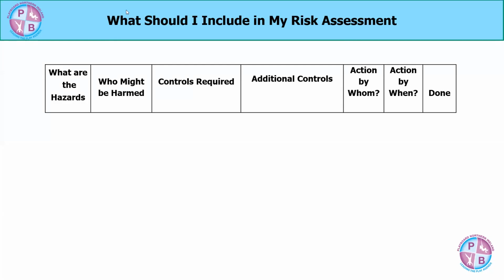Okay, so what should I include in my risk assessment? What I've done here is to show you some of the headings that you might want to consider in actually assessing the risk. So what are the hazards? A hazard is anything that can cause harm. And in this case, we are focusing on COVID-19. We want to reduce the spread of COVID-19 because it can cause potential serious illness and potential death.